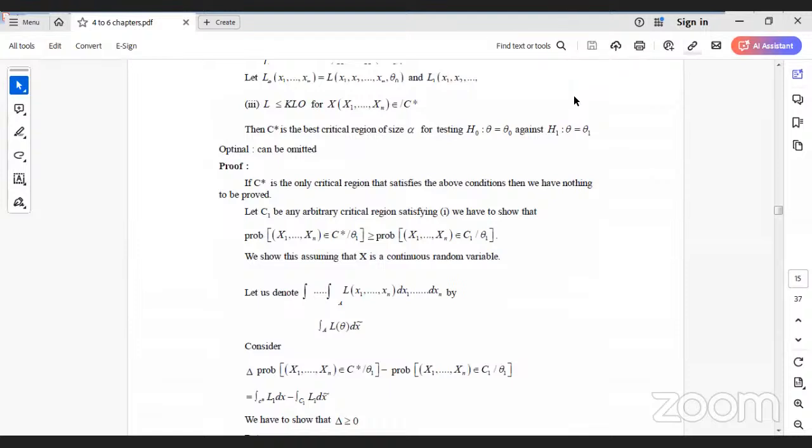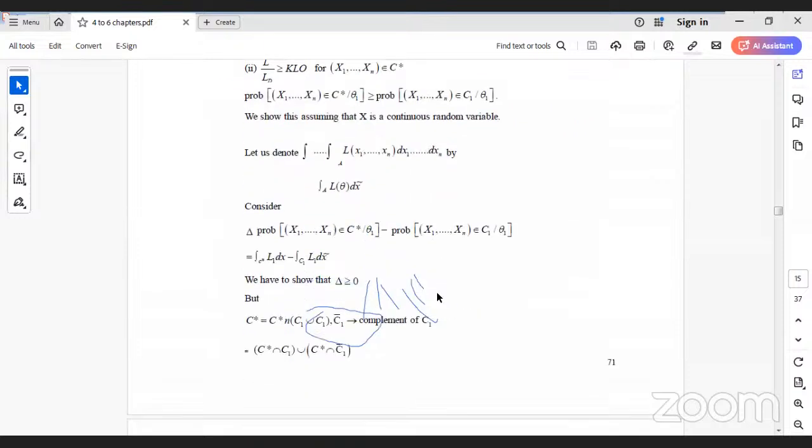See here, all of you. This dx1, dx2, ..., dxn may be treated as integration over A of L of x. Consider delta equal to the probability of (x1, ..., xn) belonging to C star under theta1 minus the probability of belonging to C1 under theta1. So delta is the integration over C star of L1 dx minus the integration over C1 of L1 dx. We have to show that delta is greater than or equal to 0.